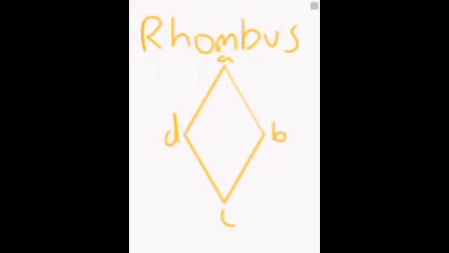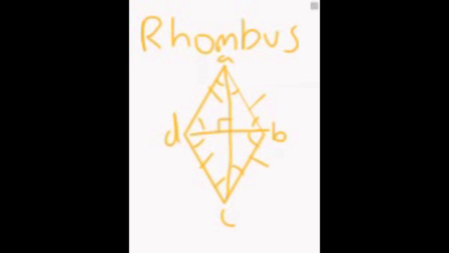A rhombus is a quadrilateral with four congruent sides. It, just like the rectangle, has all the properties of a parallelogram, but it also has four congruent sides. The diagonals are also perpendicular to each other, so AC is perpendicular to DB. The diagonals also bisect the angles, so angle A is bisected by AC, angle C is bisected by AC, angle D is bisected by DB, and angle B is bisected by DB.